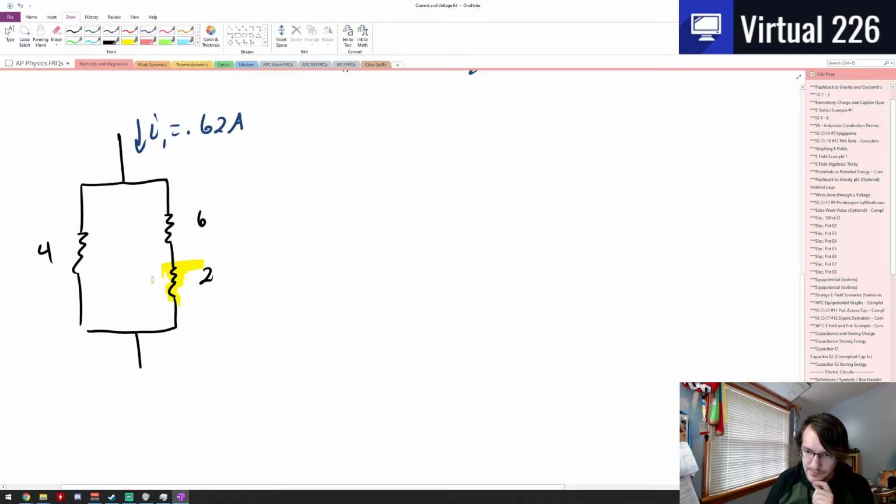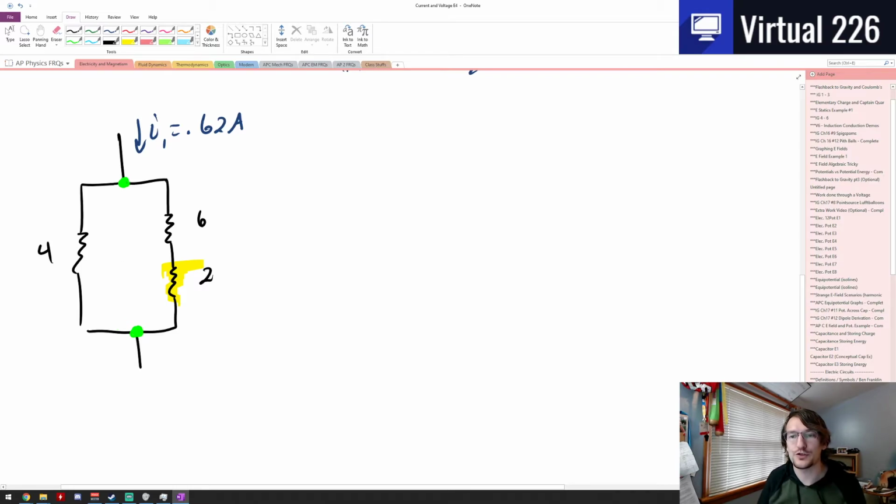Well, I need to somehow get inside of this circuit. And it's kind of a hard thing to do. I'll show you a cheater's way to do it at the end of the video. But what I could do is I could figure out a voltage drop from the start of the parallel branch to the end of the parallel branch.